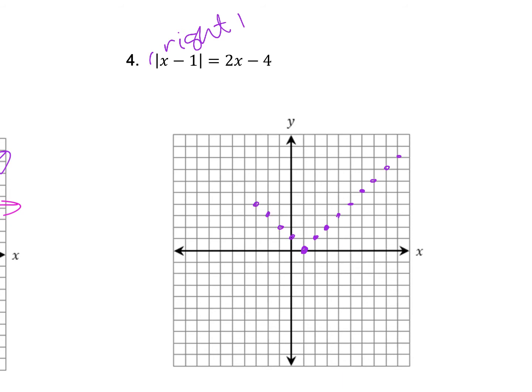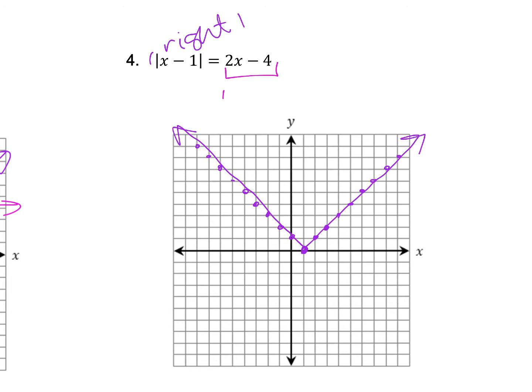To finish your V out, it's absolute value. You should always have a V when you have absolute value. It could have possibly opened down if it was a reflection over the x-axis, but it should be the shape of a V. All right, so looking at the right side, notice this one is linear.